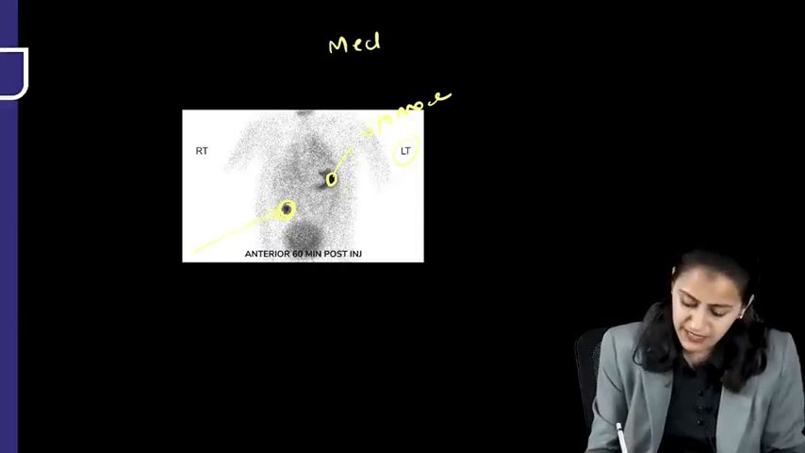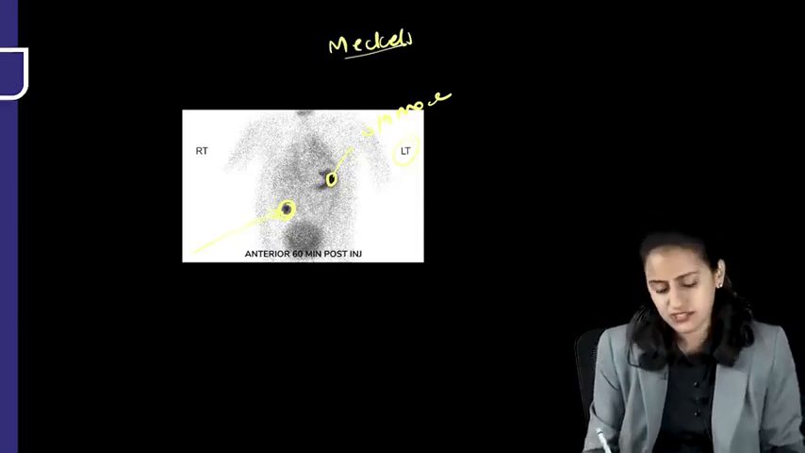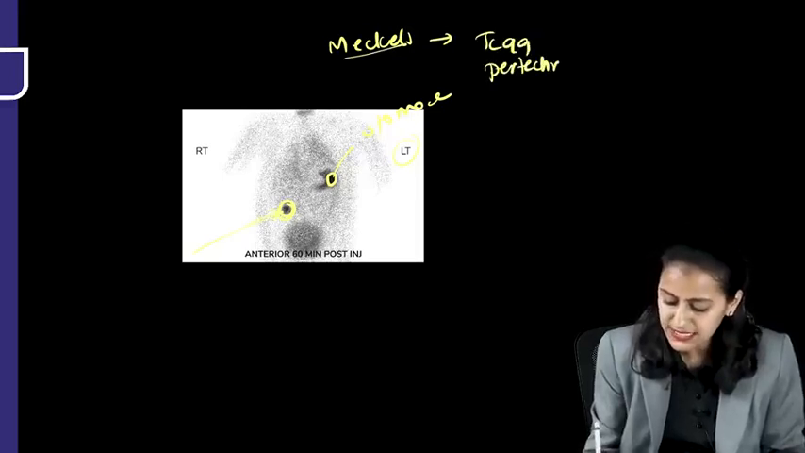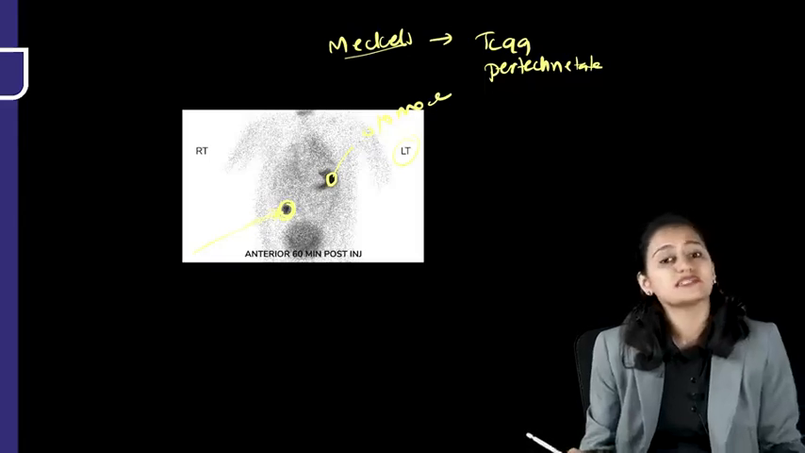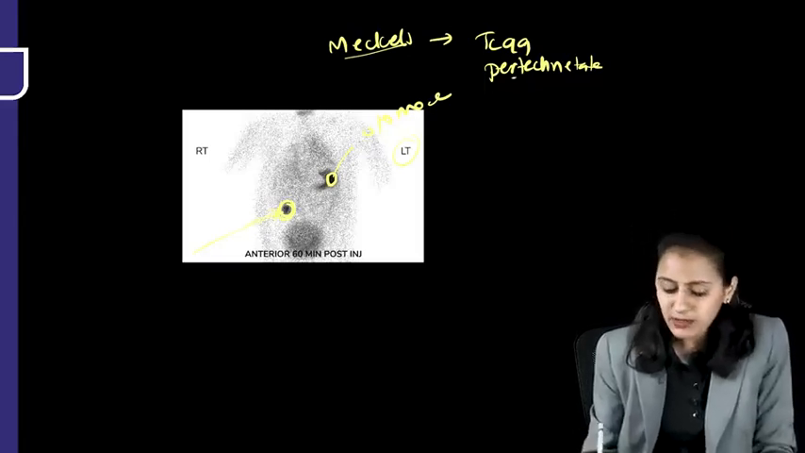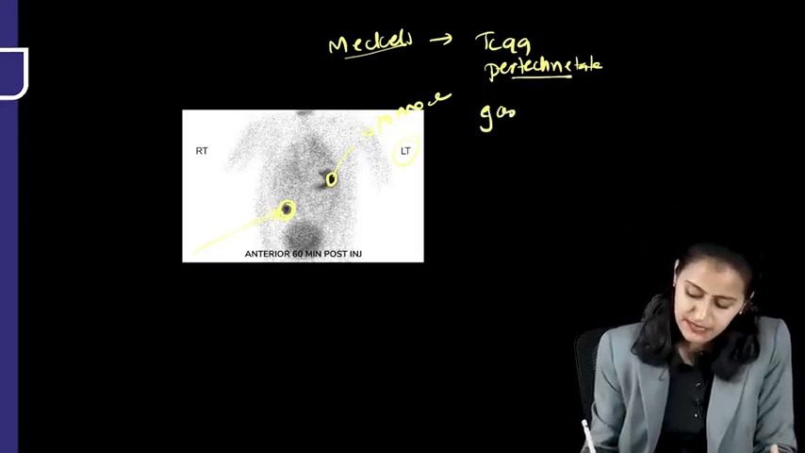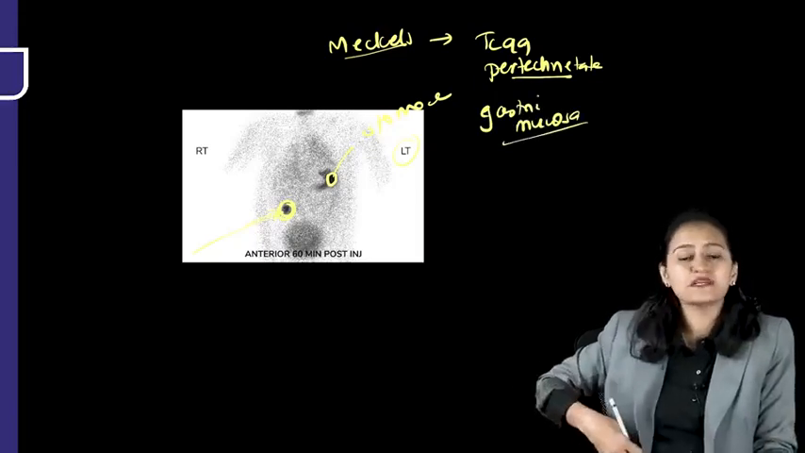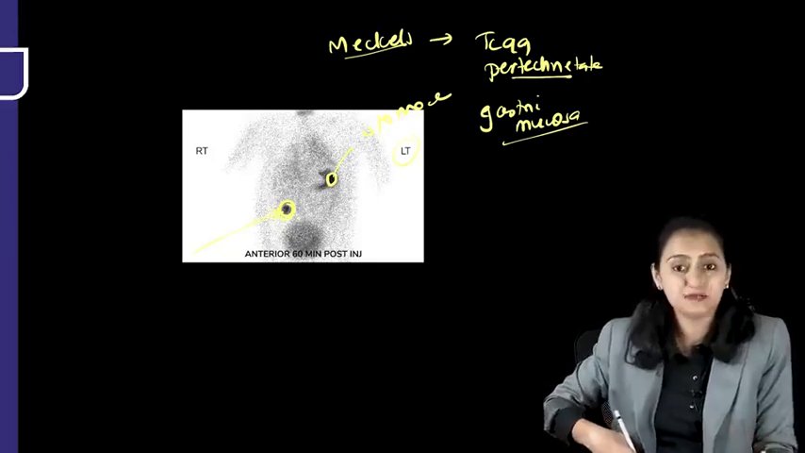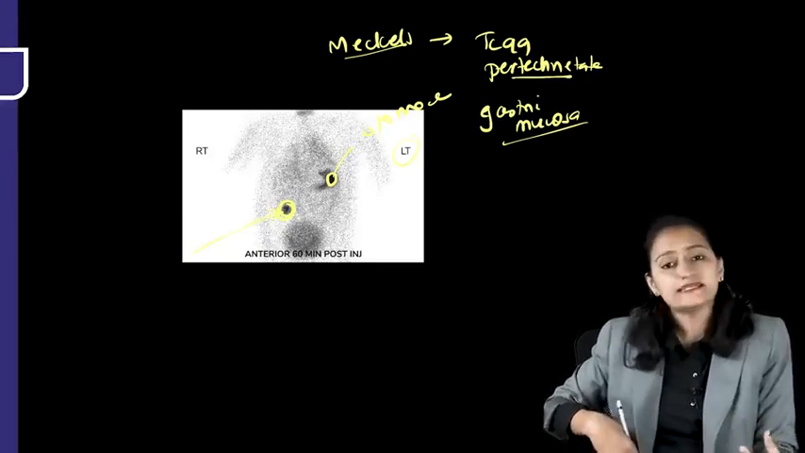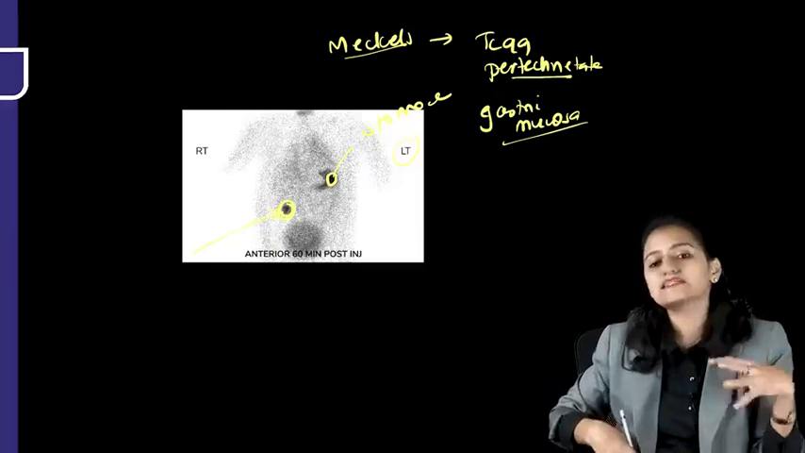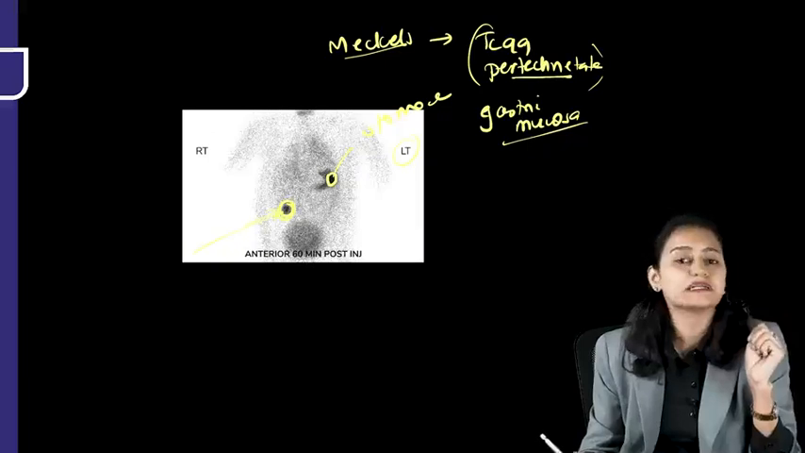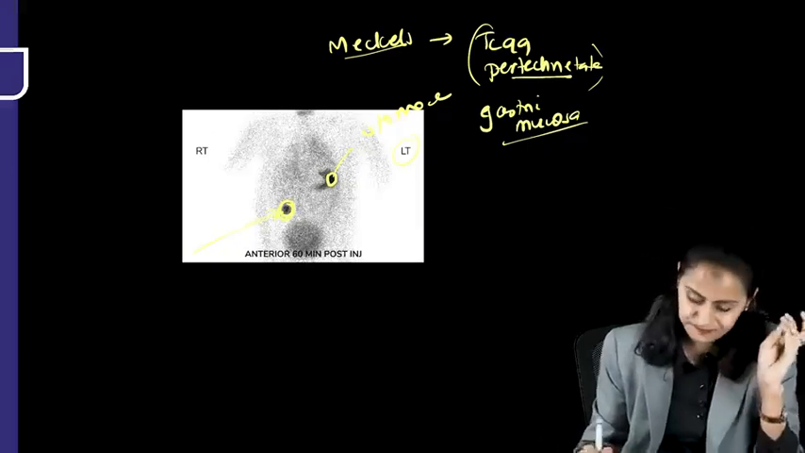Where do we see ectopic gastric mucosa? In Meckel's diverticulum. So this is basically technetium 99 pertechnetate scan, which is done for Meckel's. Why? Because this pertechnetate is picked up by the gastric mucosa. So basically, if we see the uptake in the RIF, that is where Meckel's is present, ileum, right? So it is suggestive of Meckel's diverticulum. So remember, for Meckel's, we have technetium 99 pertechnetate scan that is done.